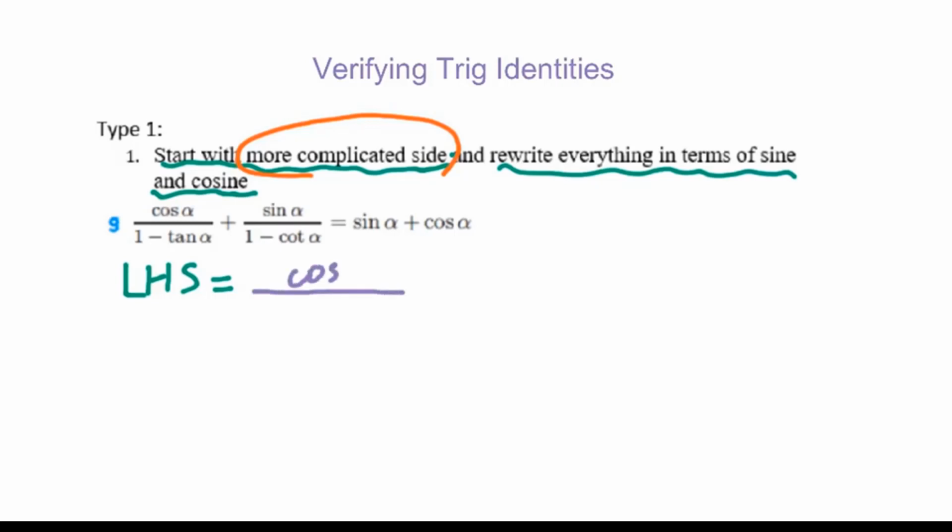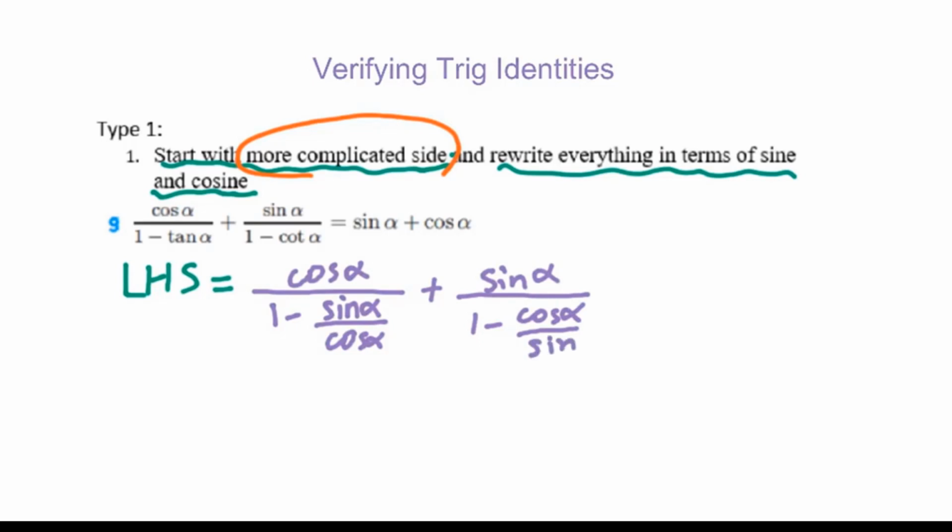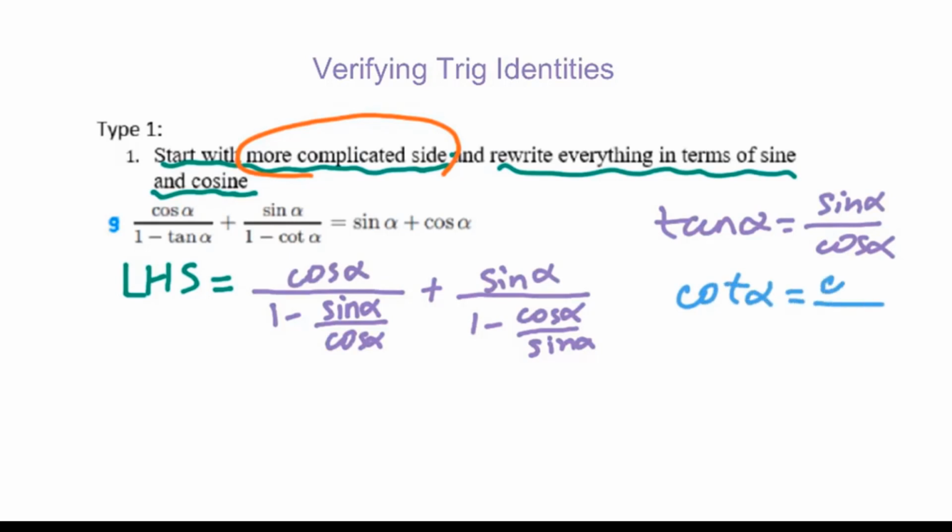So cosine alpha over 1 minus tangent alpha, I turn it into sin alpha over cosine alpha, plus sin alpha over 1 minus cosine alpha over sin alpha. So remember, tangent alpha equals sin alpha over cosine alpha, and cotangent alpha equals cosine alpha over sin alpha.